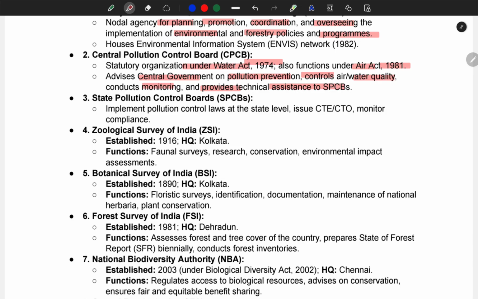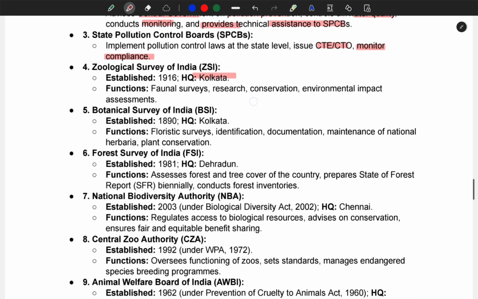State Pollution Control Boards, SPCBs. Implement pollution control laws at state level, issue CTO, monitor compliance. Zoological Survey of India, ZSI. Established 1916, headquartered in Kolkata. Functions: faunal surveys, research, conservation, environmental impact assessment.